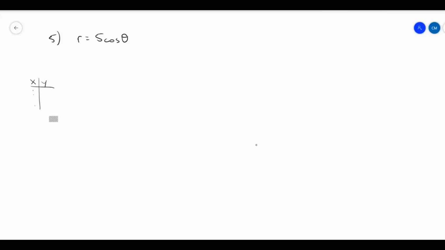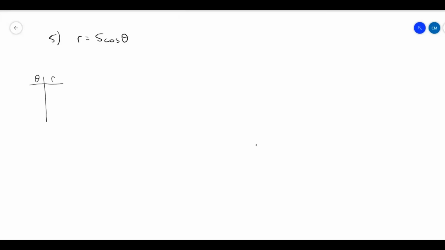And so here we're going to do the same thing, since it's kind of hard to tell what this is going to look like by just looking at r equals 5 cosine theta. Okay, great. What does that actually look like? The way we do that, again, is we pick values. In this case, we're going to pick theta values and see what the corresponding r values are.